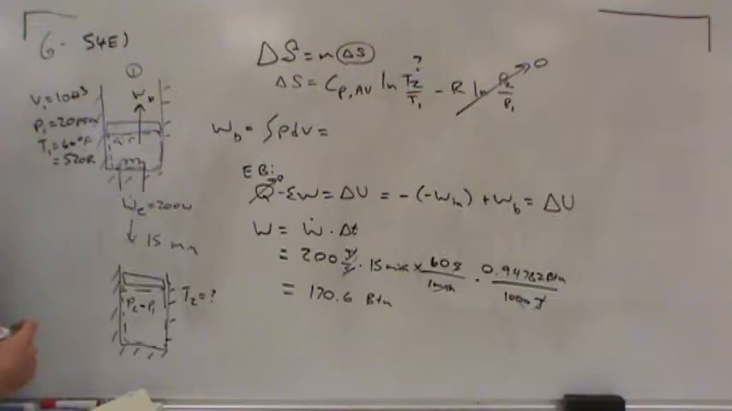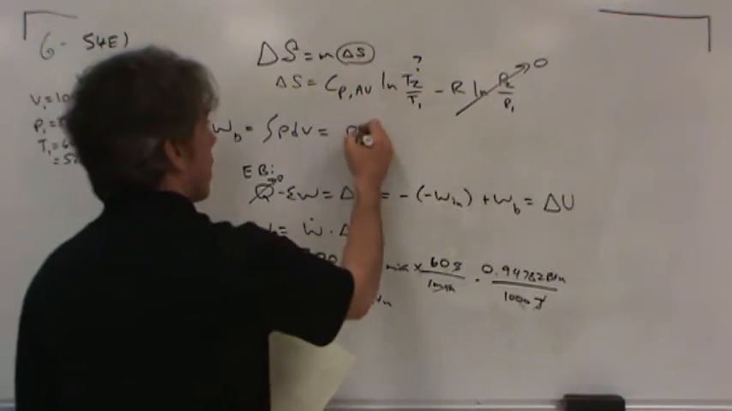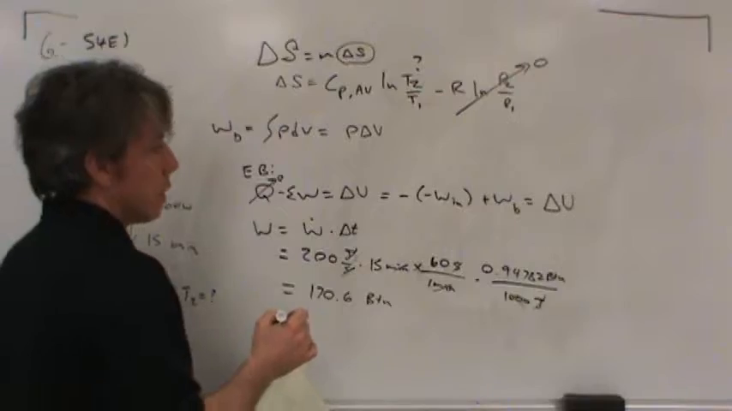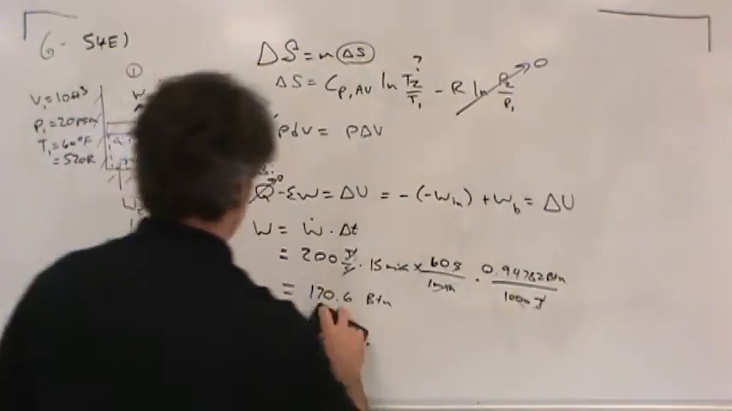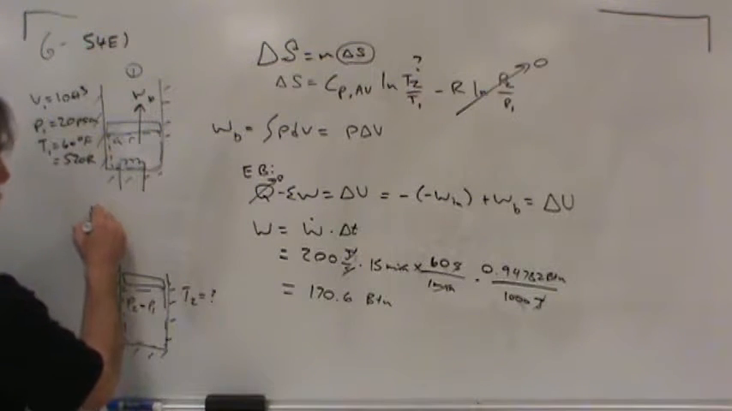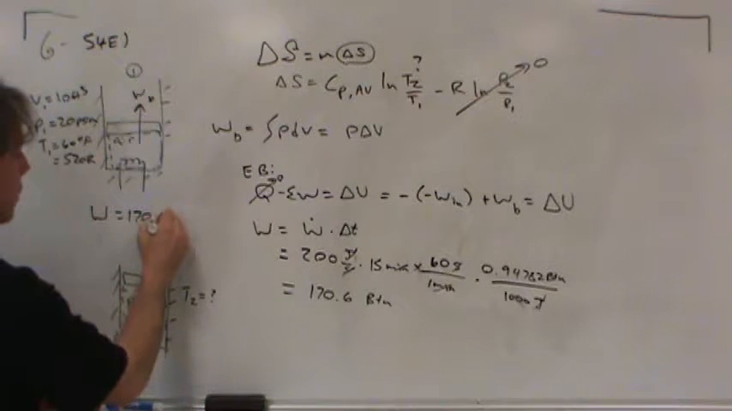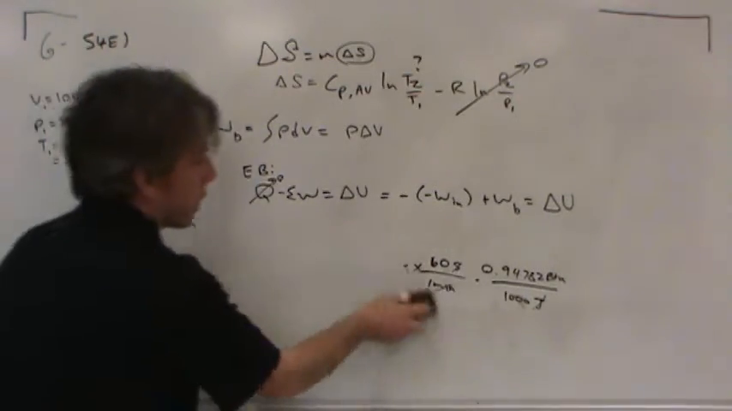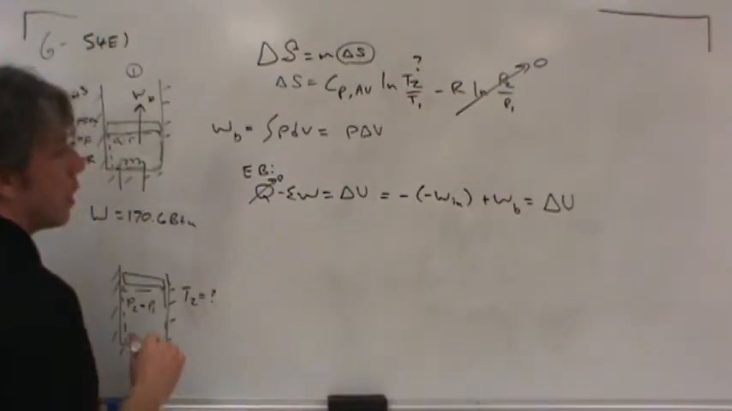It's pressure times delta V, right? P delta V, isn't it? This is a constant pressure process. So this would just be P delta V. Now what we can do is, let's not forget this. Let me just get rid of this bit because we don't need it anymore and say the work input is 170.6 BTUs. Okay, that way we don't need this. We can actually work with the energy balance. Notice what we could do.